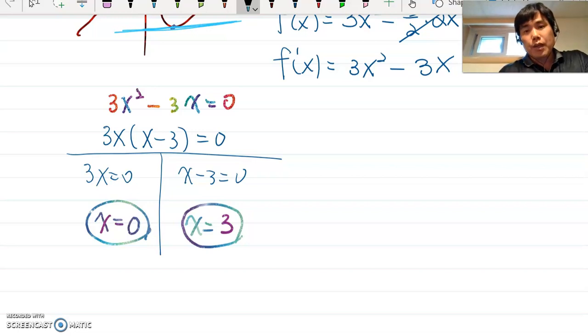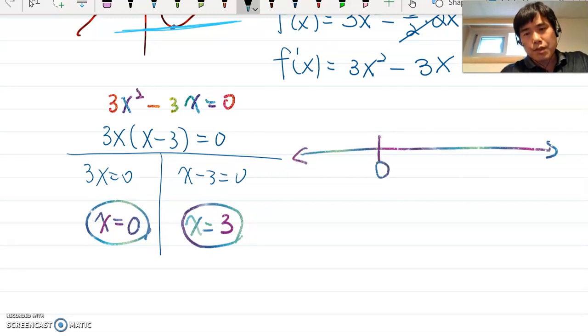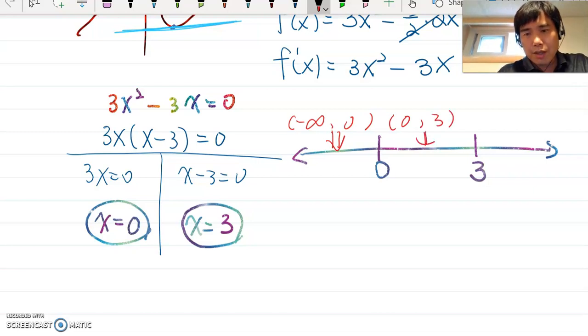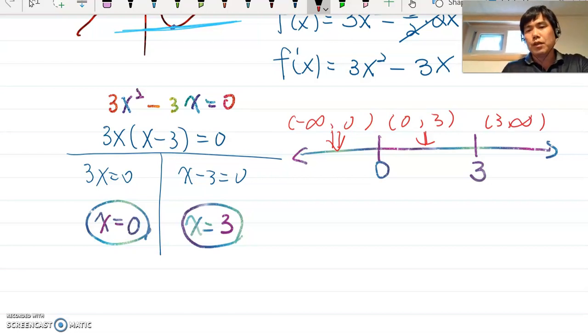Okay, then what I want to do is make a number line here. Set up 0 and then 3 here. Then we can find three open intervals. So from negative infinity to 0, this will be this area, and then another one, 0 to 3, and 3 to infinity on the right side area. Then why are we using open intervals? Because when x equals 0 and 3, the tangent line slope becomes 0. So we must omit those two numbers. That's why we are making open intervals.